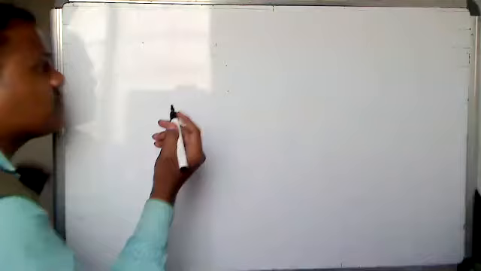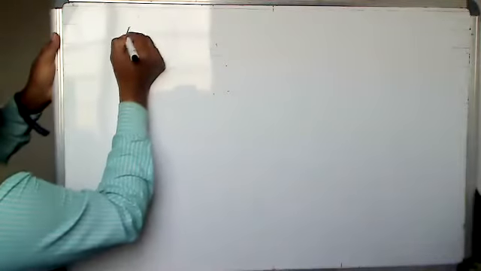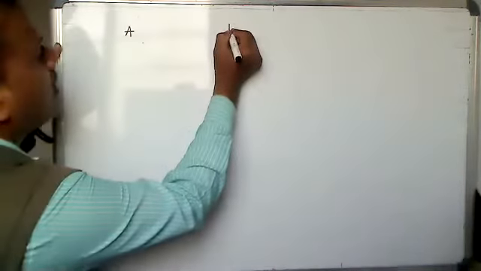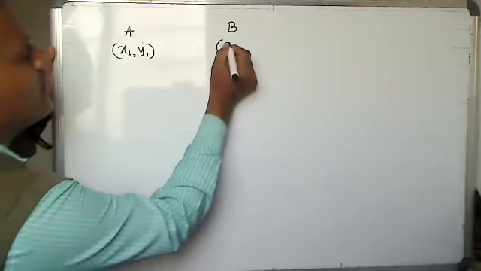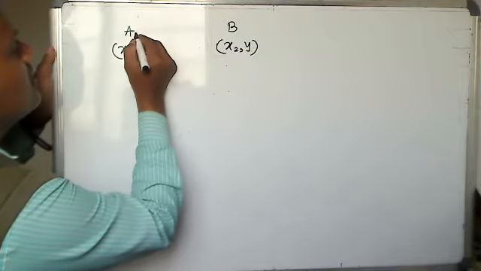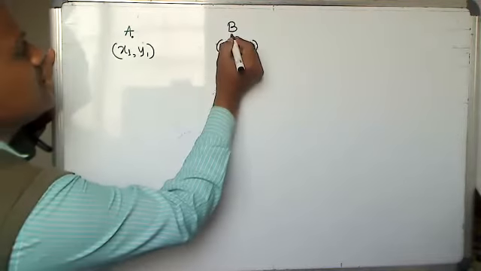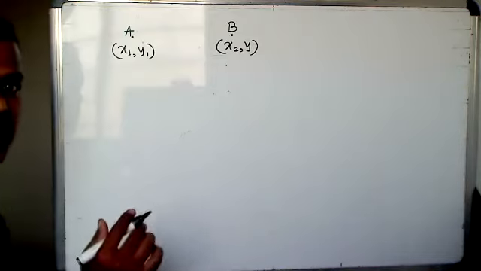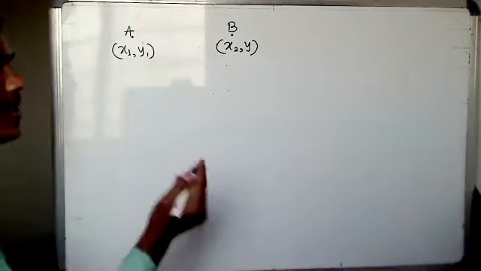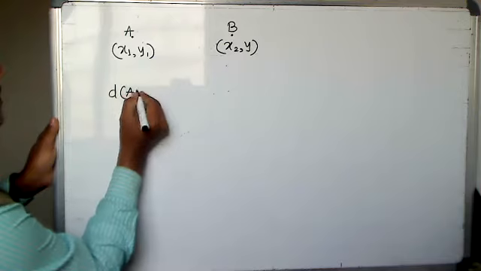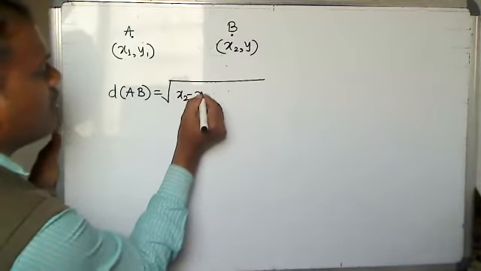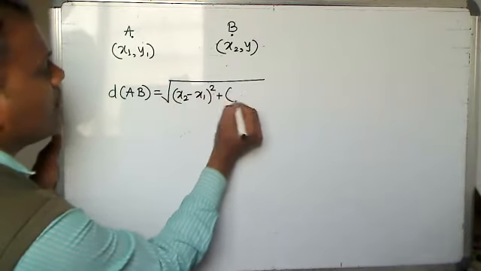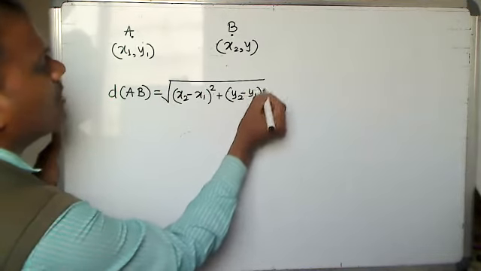Last lecture we discussed the distance formula. So what is the distance formula? Suppose A and B are 2 points having coordinates x1, y1 and x2, y2. Then the distance between these 2 points can be calculated by using the distance formula. Distance AB can be calculated by using this formula: square root of (x2 minus x1) whole square plus (y2 minus y1) whole square.